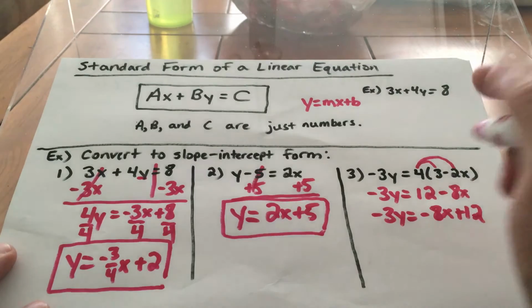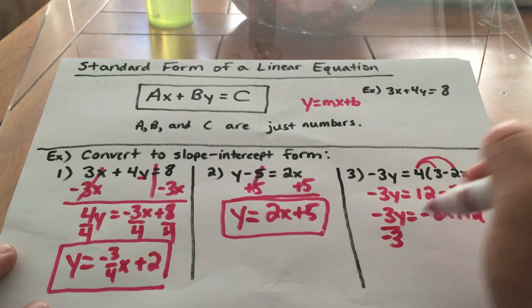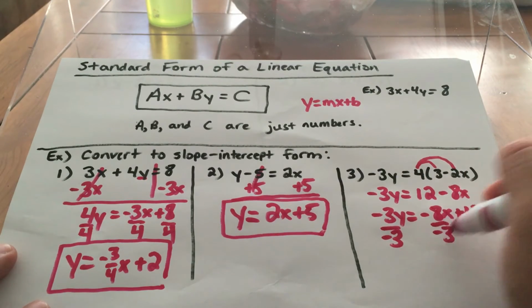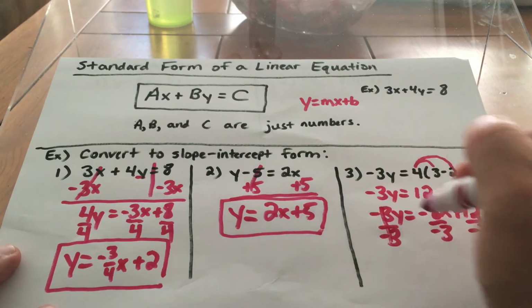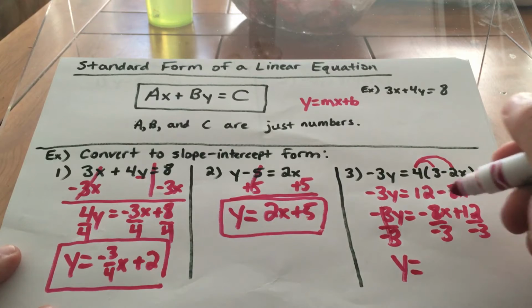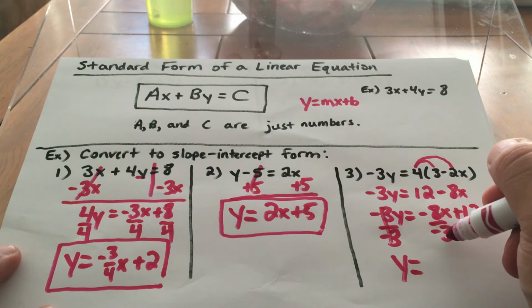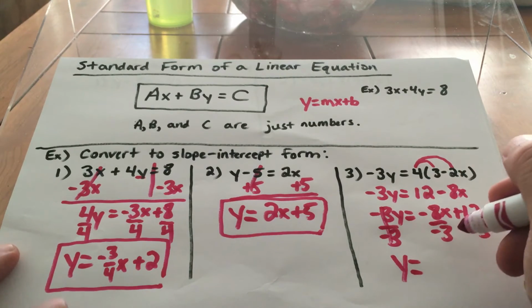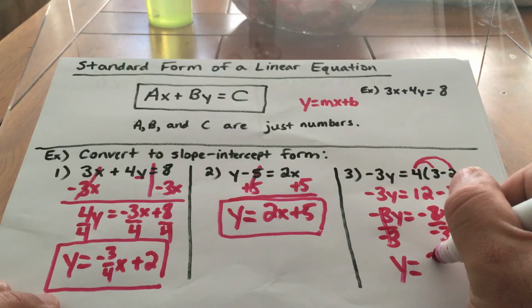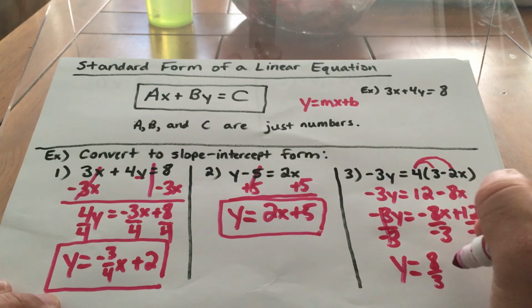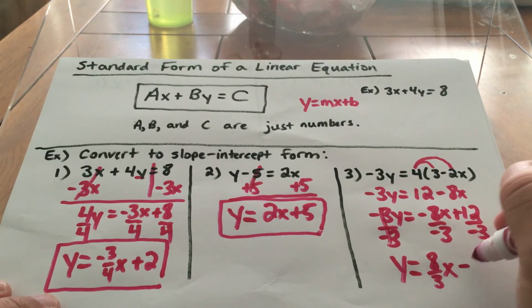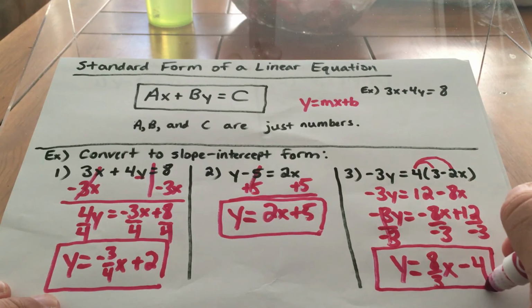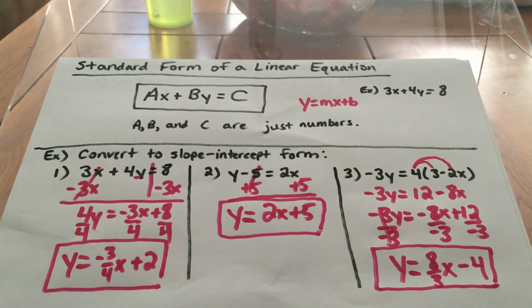Finally, to get y by itself, you have to divide both sides by negative 3. And that negative 3 has to go into every term in that equation. So that cancels out and leaves you with y. Negative divided by negative is going to make this term positive. 8 over 3 doesn't really simplify, so we will leave it as 8/3 x. And then positive 12 divided by negative 3 is a negative 4. So your slope-intercept form of that equation is y equals 8/3 x minus 4.